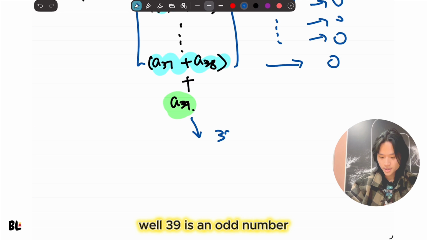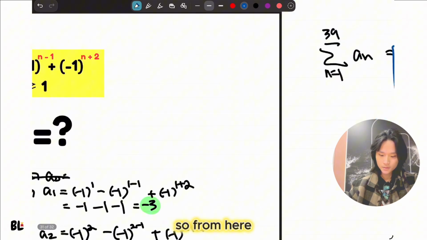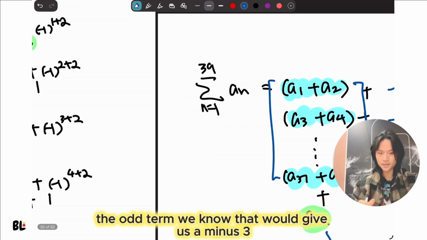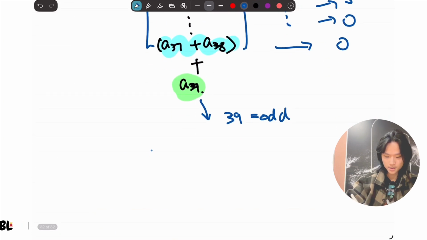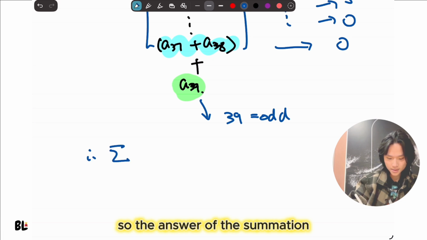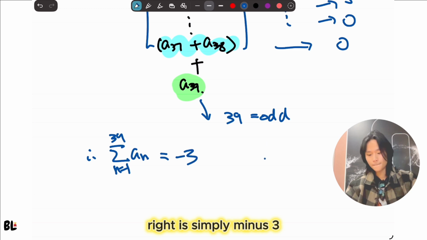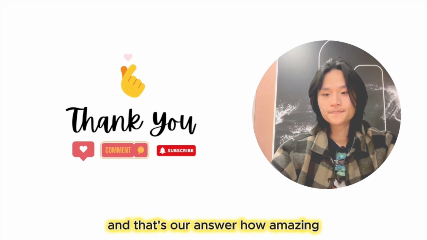Well, 39 is an odd number. So from here, the odd term, we know that will give us a minus 3. So the answer of the summation is simply minus 3. And that's our answer. How amazing.